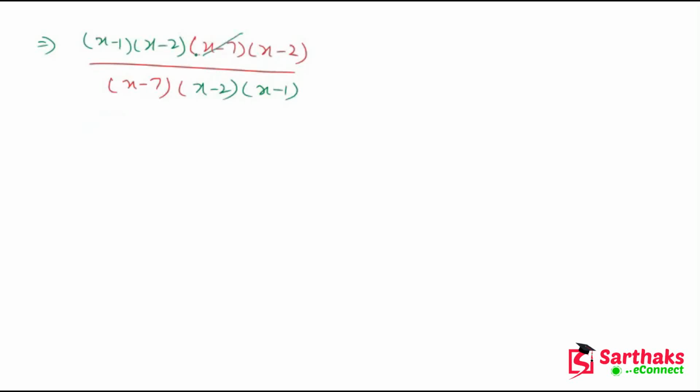So we can cancel this x minus 7, this x minus 7. We can cancel this x minus 2, this x minus 2. We can cancel this x minus 1 and this x minus 1. So here we get x minus 2. So this is the answer.